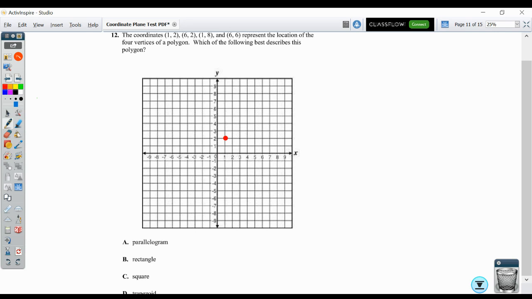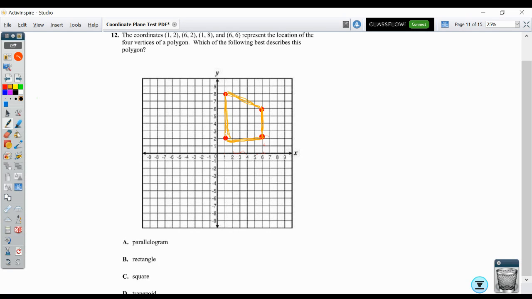So then if I go 6, 2, I'm going, and I've got, where is it? 1, 2, 3, 4, 5, 6, and then 1, 2. That's going to be right there. So I'm going to put it right there. And then I've got 1, 8, which is going to be up here, and then 6, 6, which will be right here. So if I connect the dots here in orange, I'm going to have this, this, this, and this.